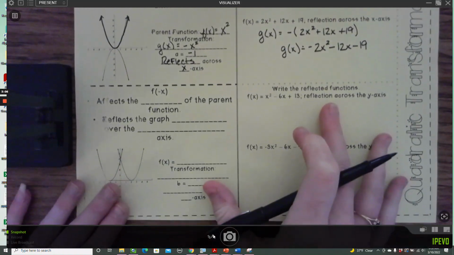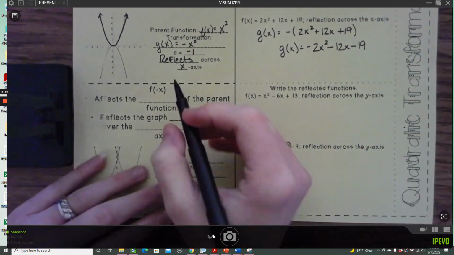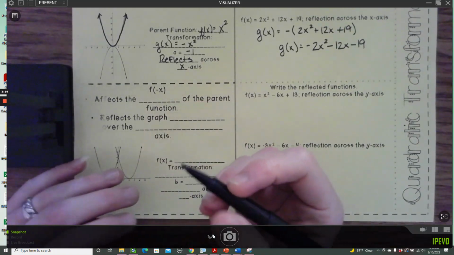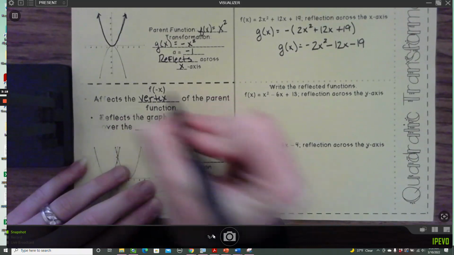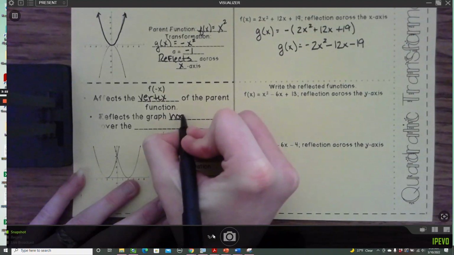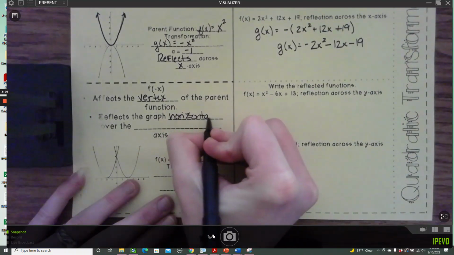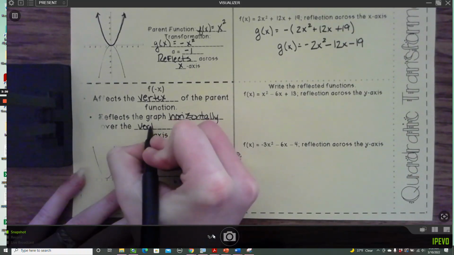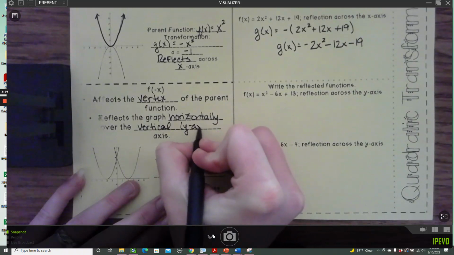All right, so now if we're going to reflect it across the y-axis, we're going to do a horizontal reflection. We are just multiplying the x value by a negative here. So this affects the vertex of the parent function. It reflects the graph horizontally over the vertical axis, or the y-axis.